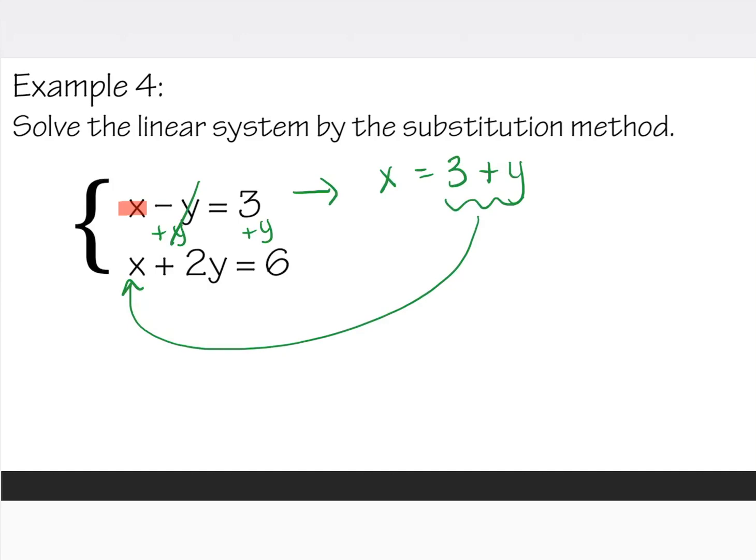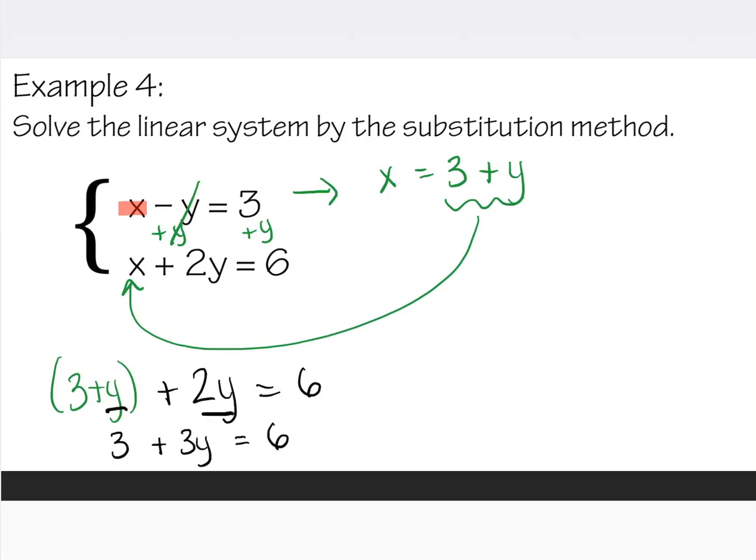So I will get 3 plus y plus 2y equals 6. Now I can combine my like terms. Y plus 2y gives me 3y, so I have 3 plus 3y equals 6. From this two-step equation, I can subtract 3 on both sides and get 3y equals 6 minus 3, or 3. Divide both sides by 3, and y should give me positive 1.